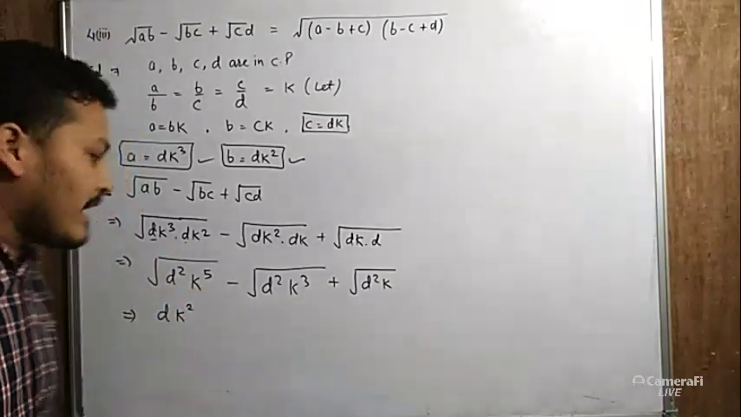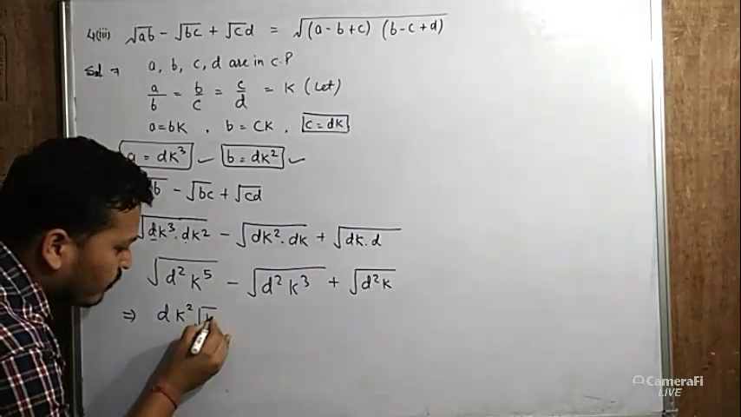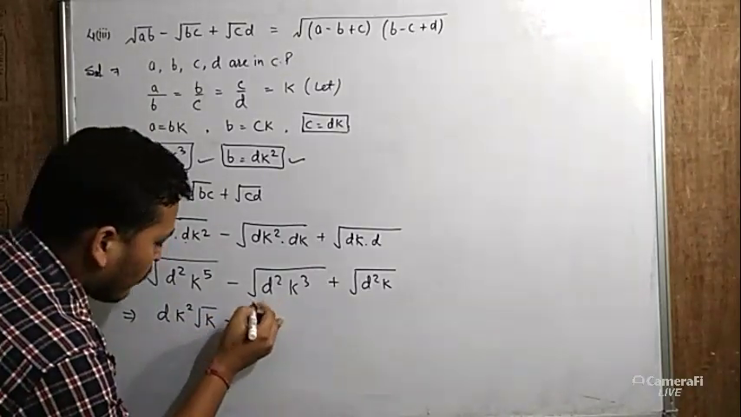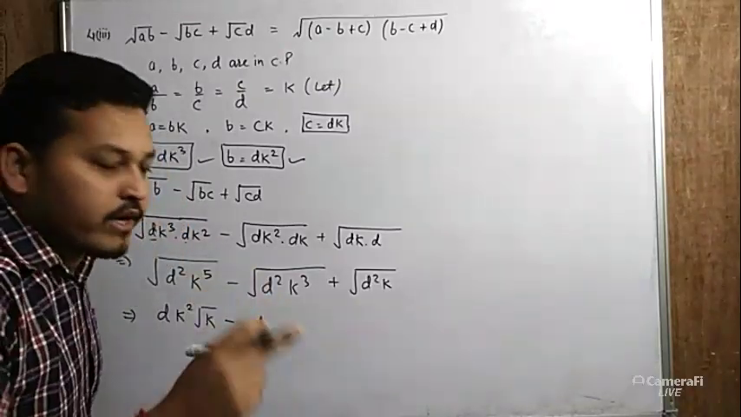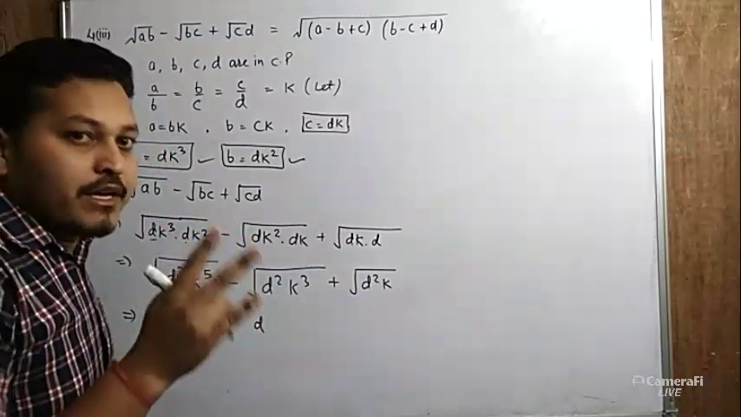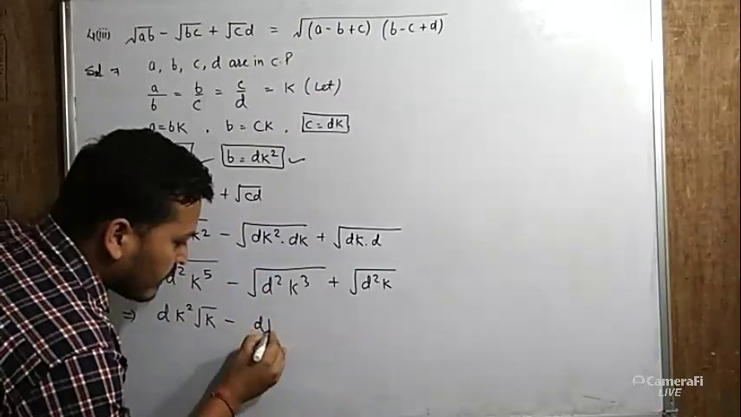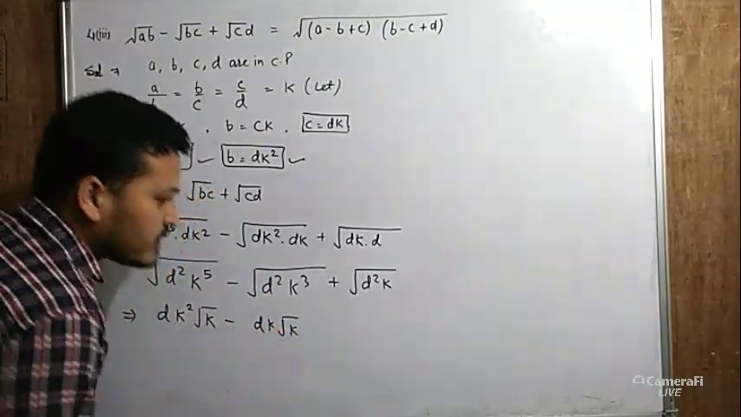4 बचेगा, 4 का स्क्वायर लिख सकते हैं. And the remaining term is root k. Same here, D is common out, meaning D. What is the square root of D square? It is D. K cube is coming, so one k is out of the square root, so inside one k remains.